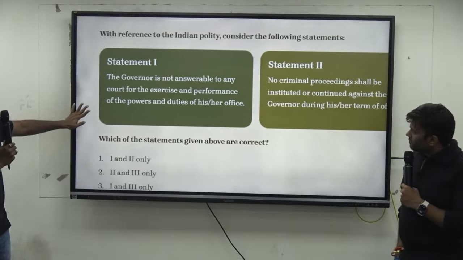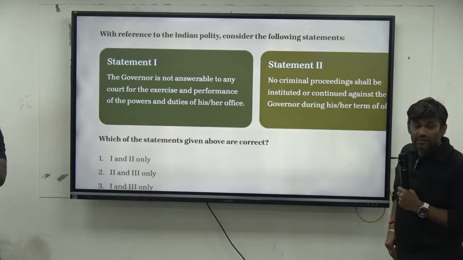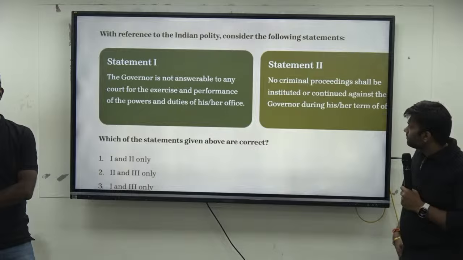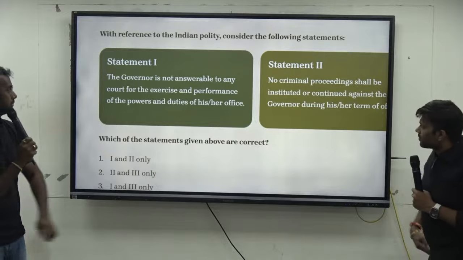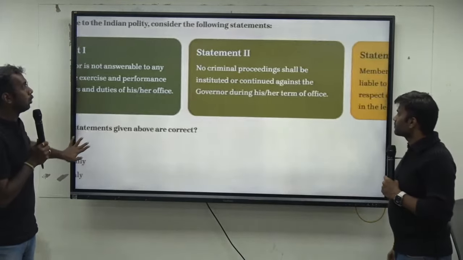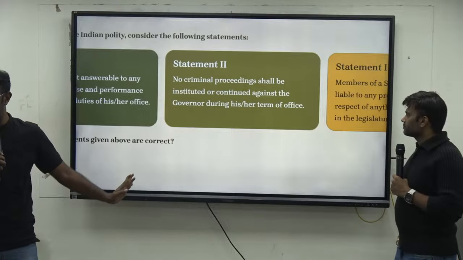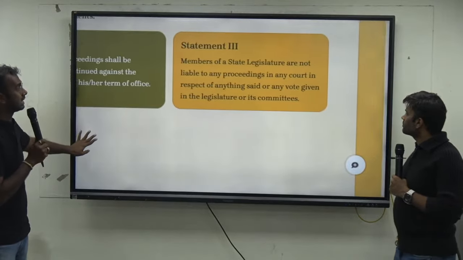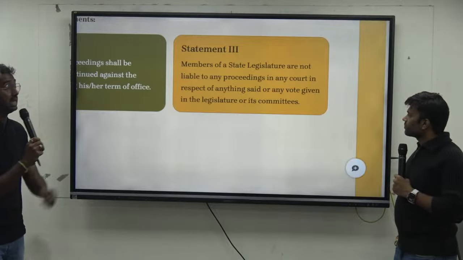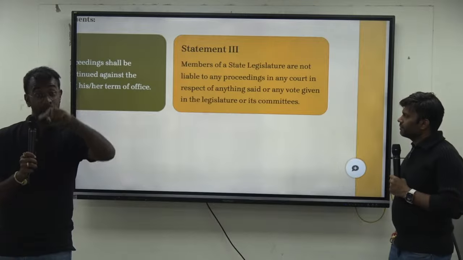Statement 1. The governor is not answerable to any court for the exercise and performance of the powers and duties of his or her office. Right or wrong? He is not answerable to anybody, because remember, duties of his or her office. No criminal proceedings shall be instituted or continued against the governor during his or her term of office. Just now we discussed. And members of a state legislature are not liable to any proceedings in any court in respect of anything said or any vote given in the legislature or its committees. Whatever they say, they are not subject to anything outside for whatever has happened inside the legislature.